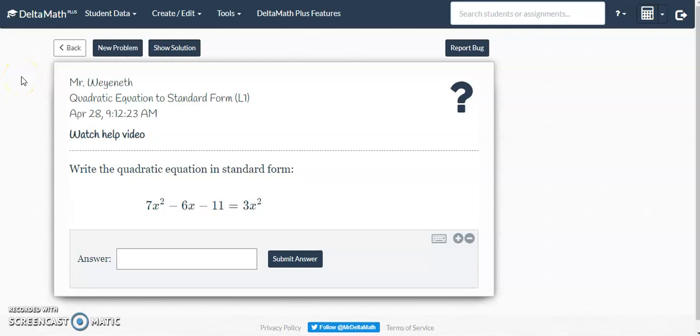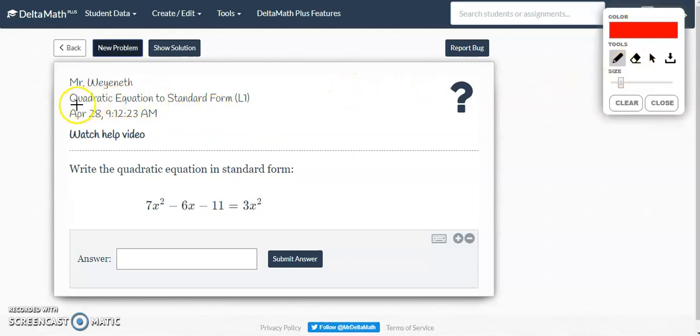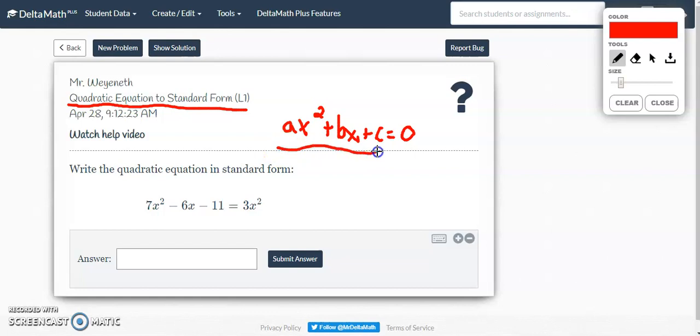Just want to give you a quick little tutorial here on the newer skills for today's lesson. So if you notice here, quadratic equation to standard form, and standard form is this setup: ax squared plus bx plus c, and that's going to be equal to 0. Essentially what we're trying to do is get everything to one side of the equation and then 0 on the other side of the equation.